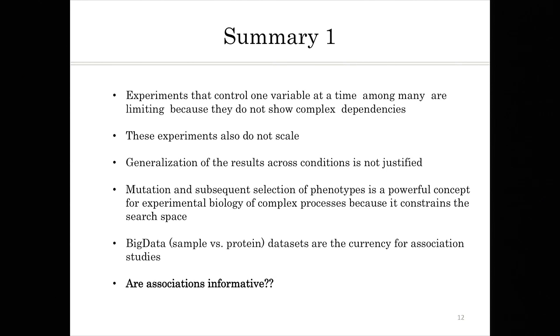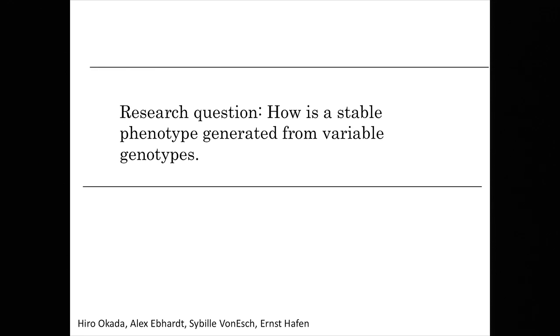And then we would now conclude that big data, samples versus protein data sets, are the currency for association studies, and we can now generate them. The question, of course, is, are such associations actually biologically informative? Do they really tell us something about a biological system, a complex system, a complex phenotype that we did not know before? And do they tell us something that the mechanistic biologist has not been able to find? So now I have an example where we test some of these assumptions.